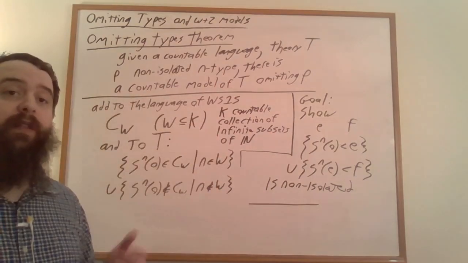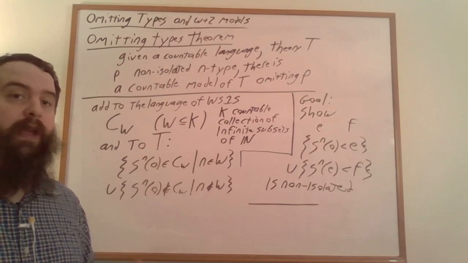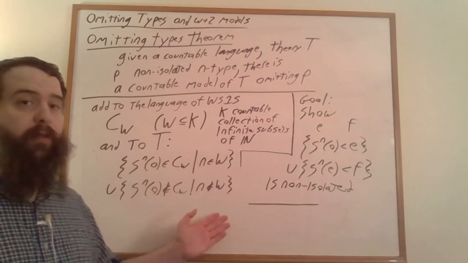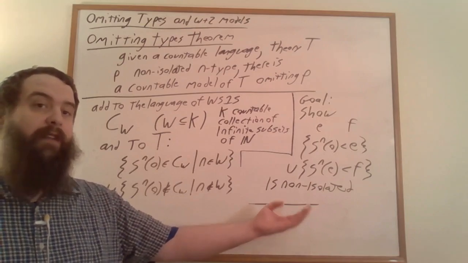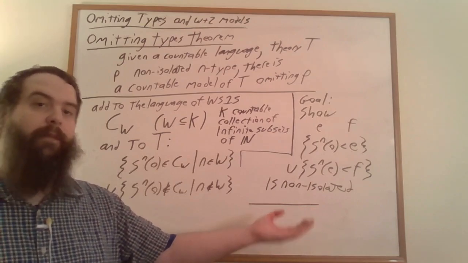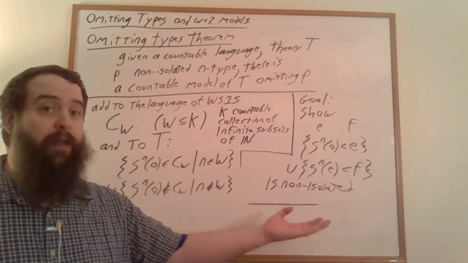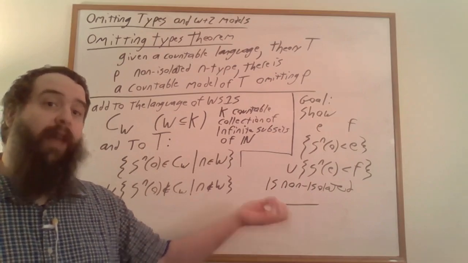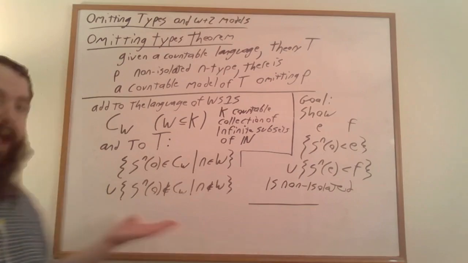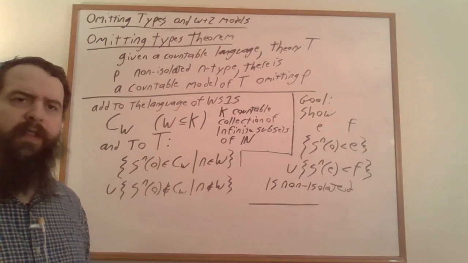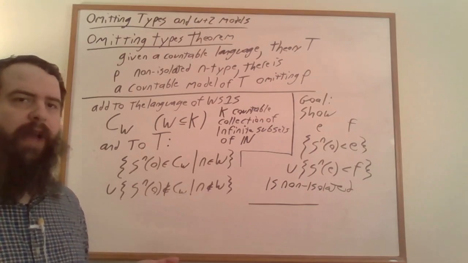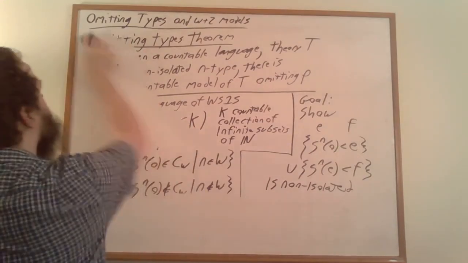Once we've done that, we'll have shown that there's a non-standard model of weak S1S that manifests this countable collection of CWs, but omits this type here, and thus is an omega, well, it can't be an omega model, so it has to be an omega plus Z model. So we'll have an omega plus Z model that manifests these countably many CWs. And unfortunately, that's as good as I've gotten. I'm not sure what happens in the uncountable case.